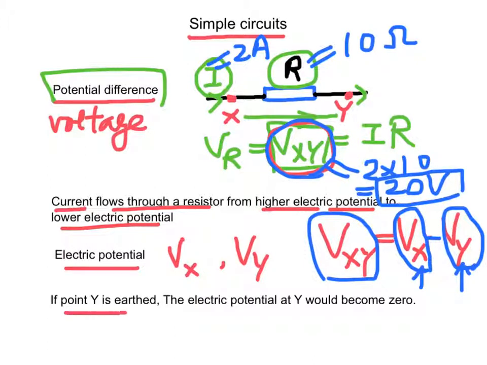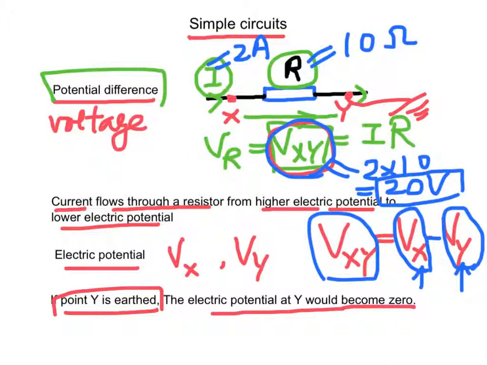If point Y is earthed, the electric potential at Y would become 0. That means if Y is earthed, Vy equal to 0. In this case, Vx would become 20 volt.